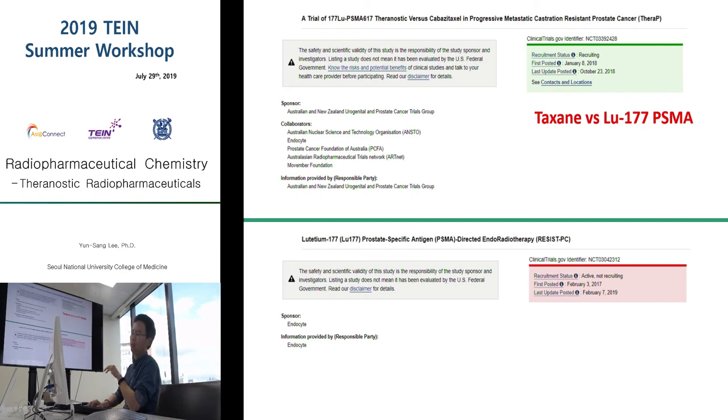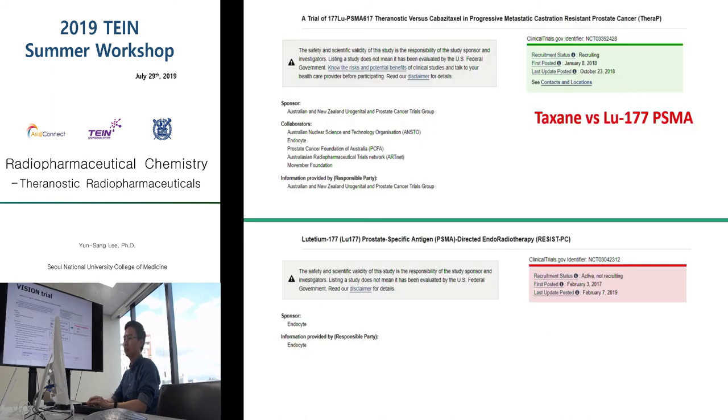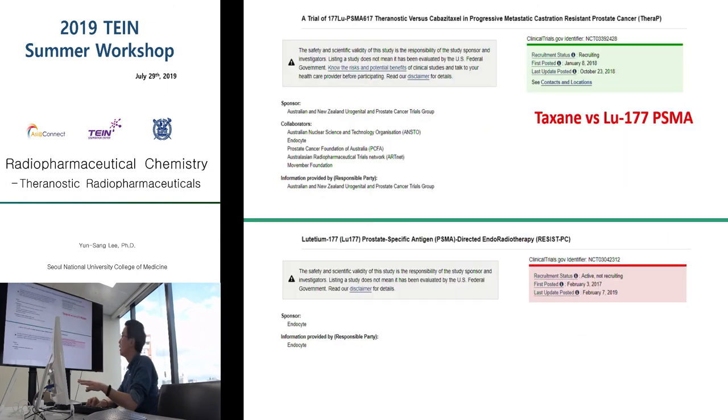However, compared to the previously mentioned studies, this study has quite different inclusion criteria. The upper studies include patients after hormone therapy and also patients who have had taxane chemotherapy. But in this group, the patients are recruited regardless of chemotherapy. So we might see whether this can be used as a second-line therapy for prostate cancer, I think.